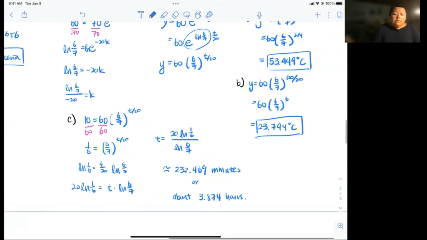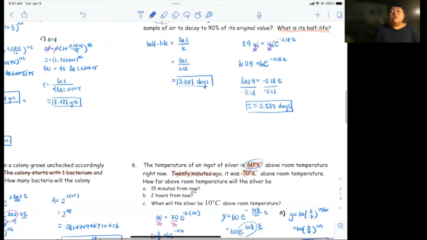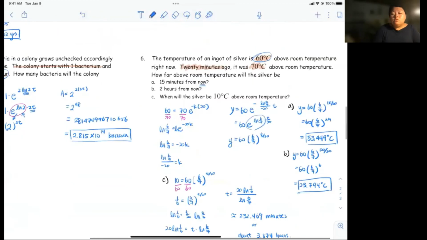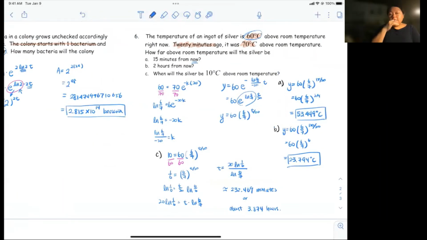I believe your homework does have a problem on Newton's law of cooling, so make sure you go through that and know how to use it. Again, I believe when you are given a problem like that on the AP exam, they do provide that equation for you. That's it.